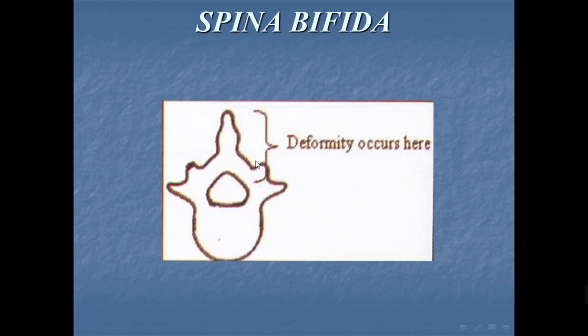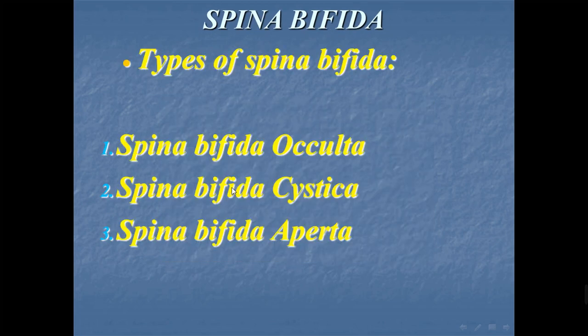In fact, the defect will be here, not here, not here. This is the vertebral canal. Spina bifida is of different types: either spina bifida occulta, cystica, or aperta. From its name, occulta means hidden, not apparent. Cystica is from cyst. Aperta is very apparent.